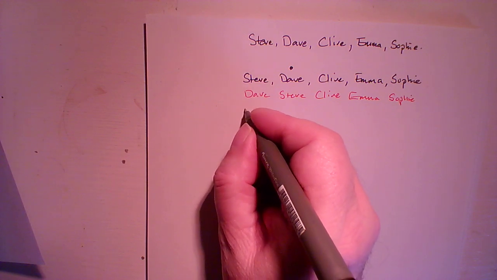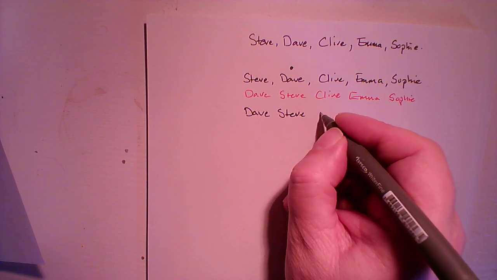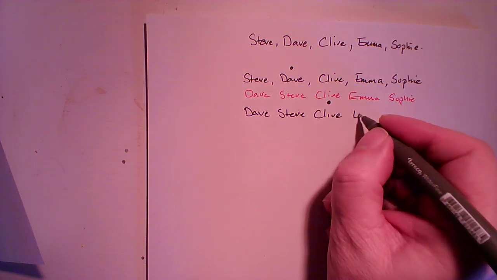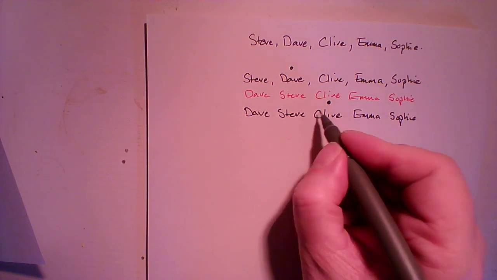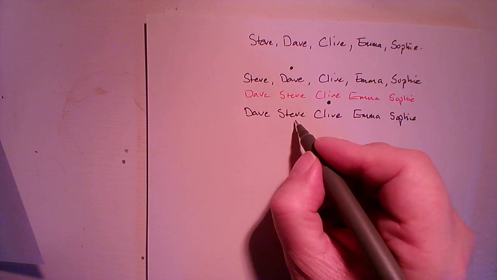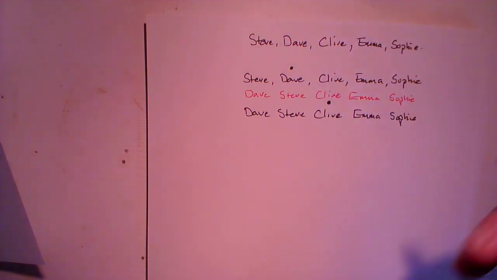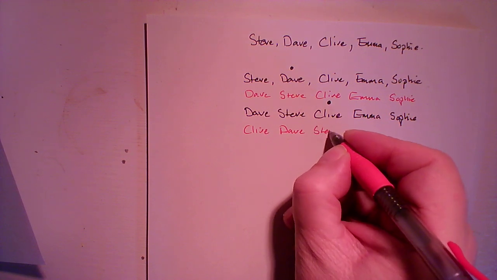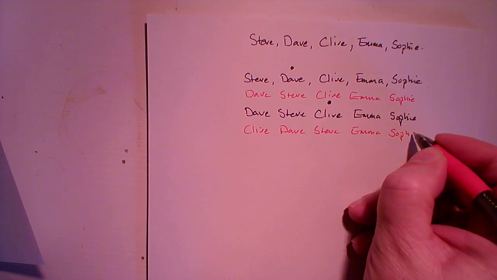So let's rewrite this again. Dave, Steve, Clive, and the dot goes on top of the Clive. I've moved along a column. Then Emma and Sophie. So Clive and Steve, comparing them. Clive comes before Steve. Just got to figure out where he goes in the insertion, and he should go before Dave in the list. So I'll have Clive, Dave, Steve, and the rest of the list is unchanged after that point.